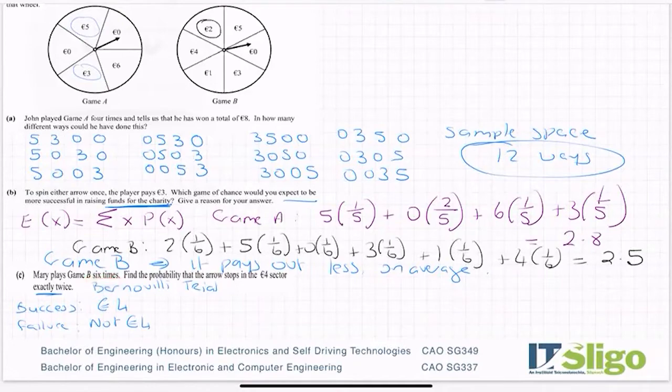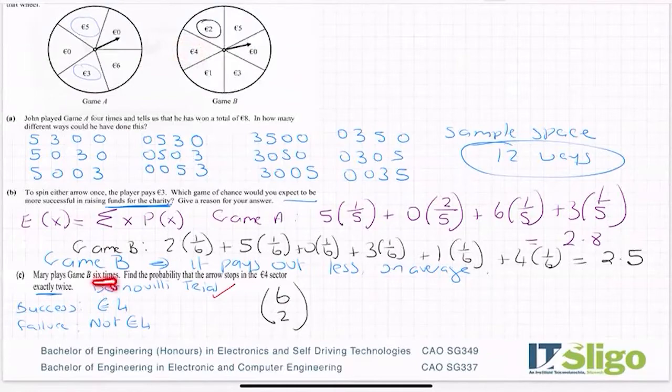And then is it independent? Well, yes. If I get a €4 on this spin, that has no bearing on whether I'll get a 4 on the next spin or not. So yes to the Bernoulli trials. Okay, so then the formula. Well, you're playing it 6 times. So out of the 6 times, I want 2 successes. Okay, so what does that mean? Where did I pull all those numbers from?